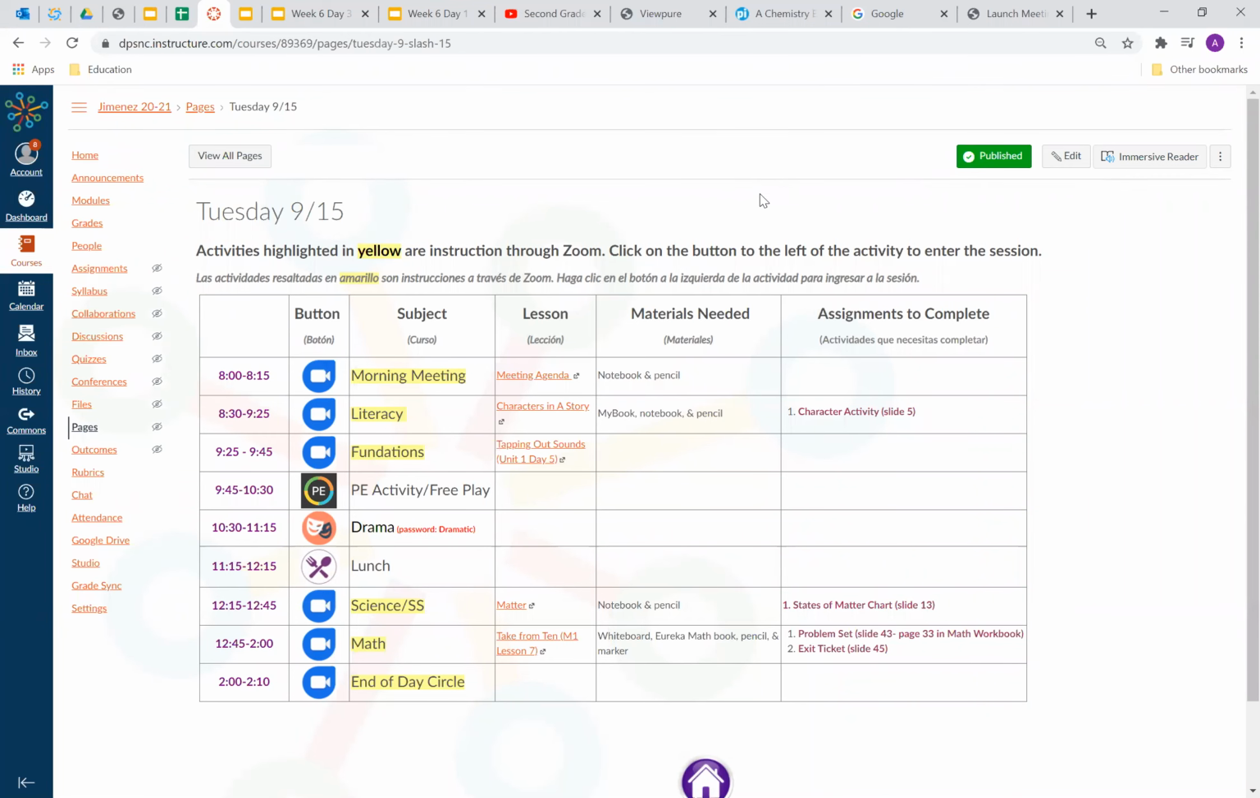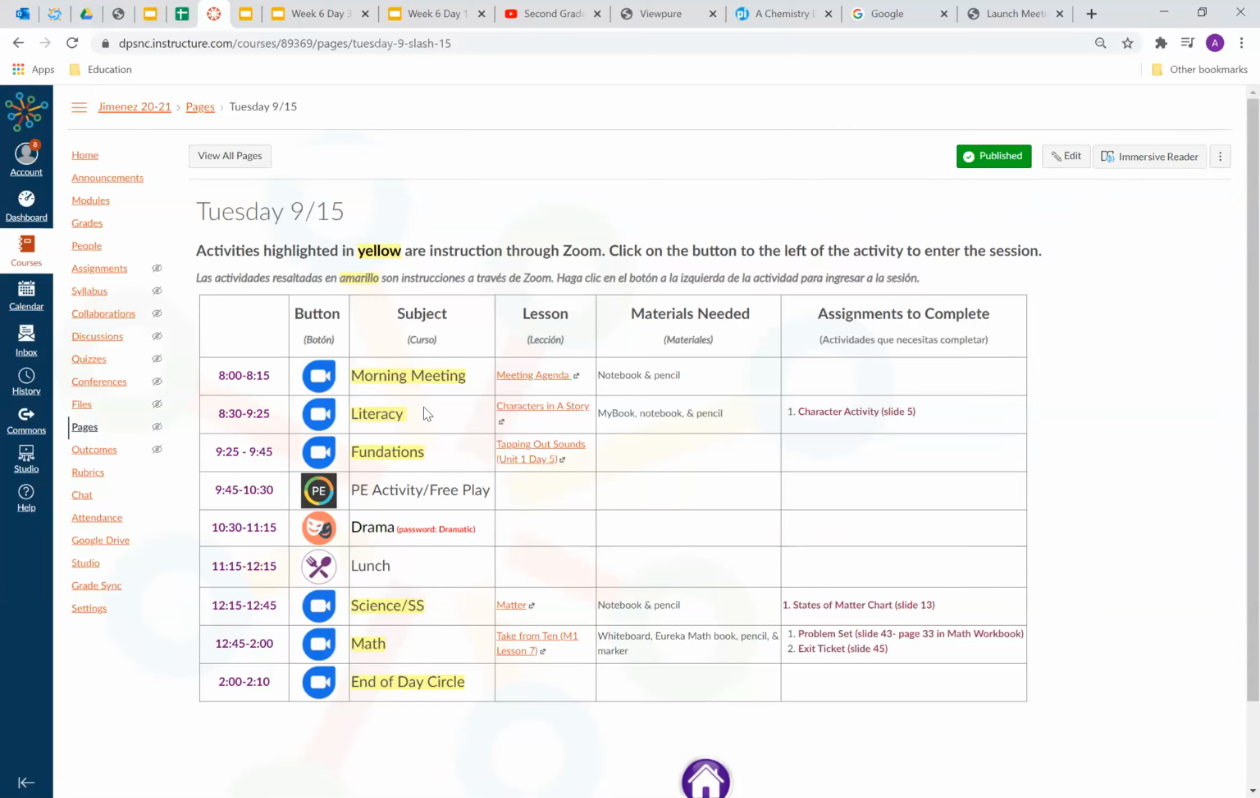Hi, everyone. I just wanted to take a moment and answer some questions regarding which assignments students need to turn in through ClassTag. If we go into our daily schedule, I'm going to use this past Tuesday as an example. On that schedule, there is a column that says assignments to complete. Here I will list all of the independent work your student will be completing throughout the day.